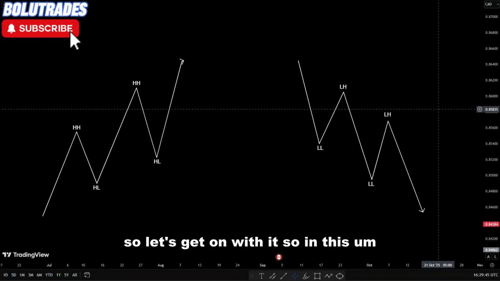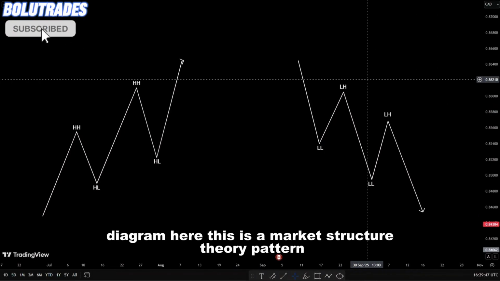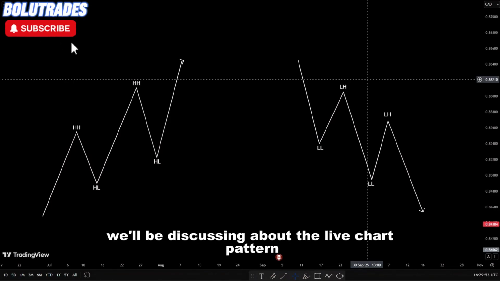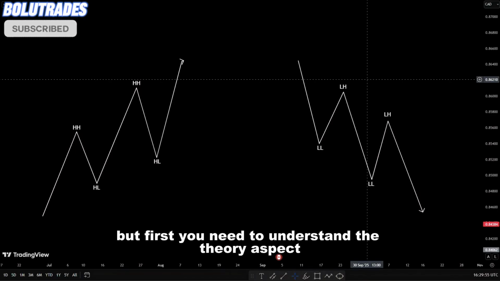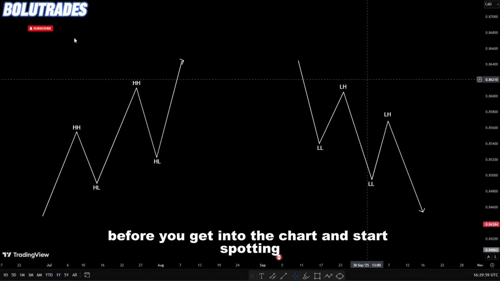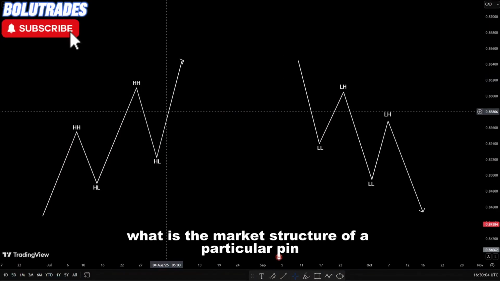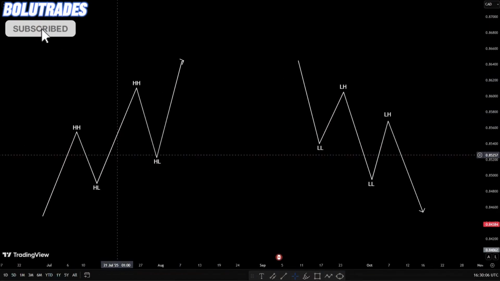So in this diagram here, this is a market structure theory pattern. In our next class, we'll be discussing the live chart pattern. But first, you need to understand the theory aspects, how it looks, before you get into the chart and start spotting it.